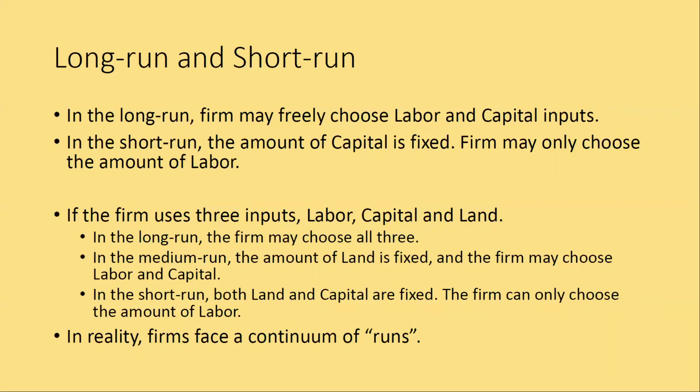We can extend our model a little bit and say if we have a firm using 3 inputs, labor, capital, and land, then in the long run, the firm can choose all of them. And in what's called the medium run, the amount of land is fixed, while the firm can increase or decrease the amount of capital and labor it employs. It is less easy to purchase or sell land. And in the short run, both the land and capital are fixed, and the firm can only choose labor.